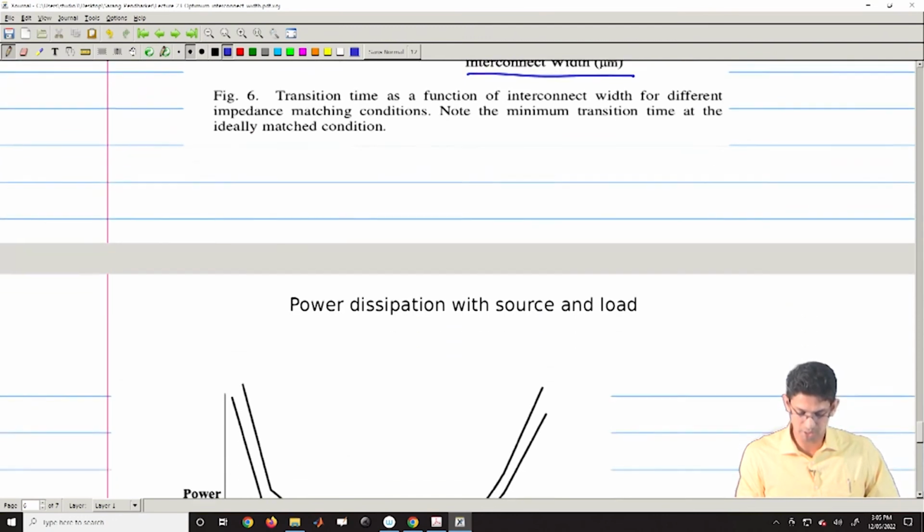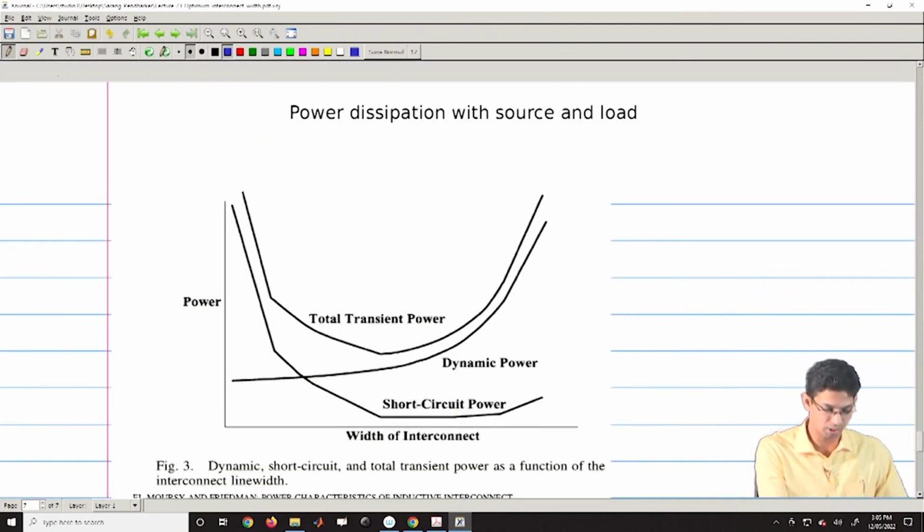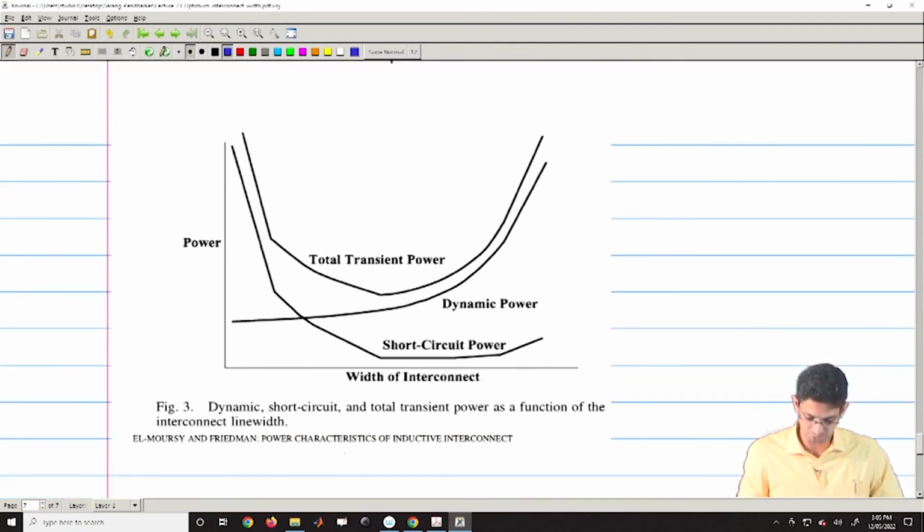Now, if I look at the total power dissipation with source and load, again from this paper we can see, it is from the same paper. There is this qualitative plot like the one which we had argued, and here we can see that your short circuit power dissipation is slightly increasing after a certain point. So, it is not the case, as for an unloaded case for example, where it was going down throughout. When there is some load, it will also be there, right.